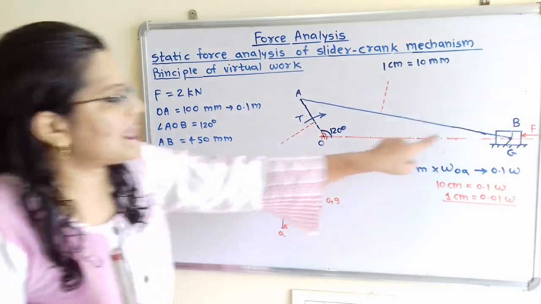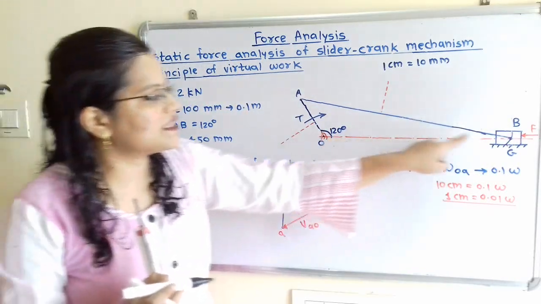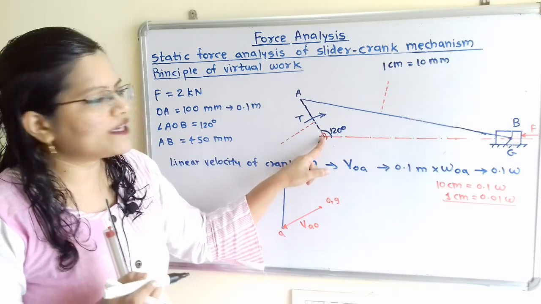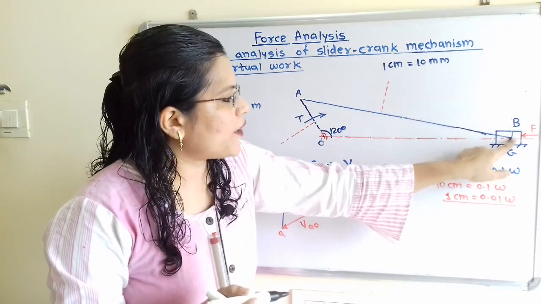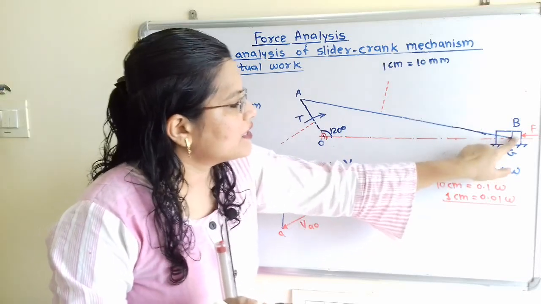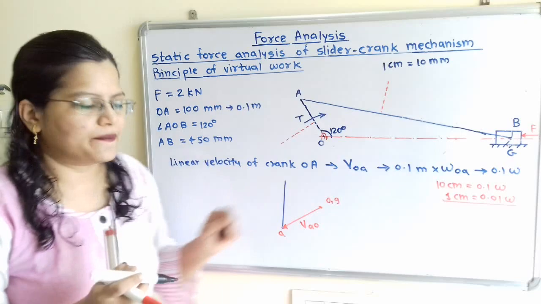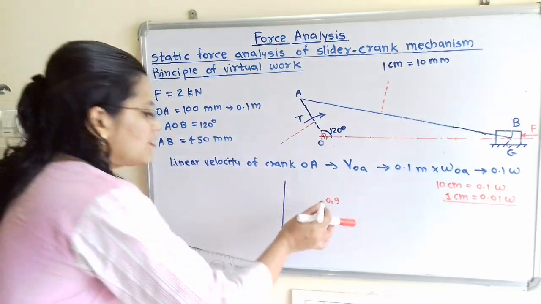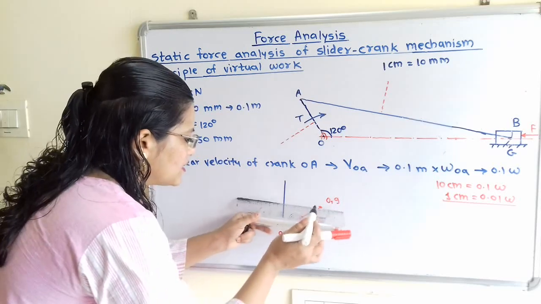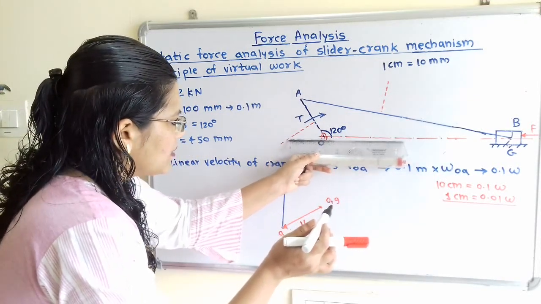Now because this slider reciprocates along this horizontal line, and this is the fixed link, point O is also fixed and this line is also fixed. So point G is also fixed because the slider reciprocates along this horizontal line. So we have to show one line passing through these two fixed points O comma G, but it should be horizontal. That means we have to show a line parallel to this.